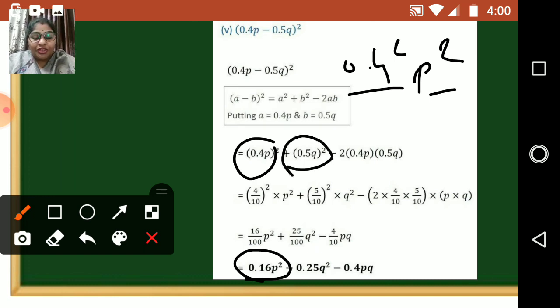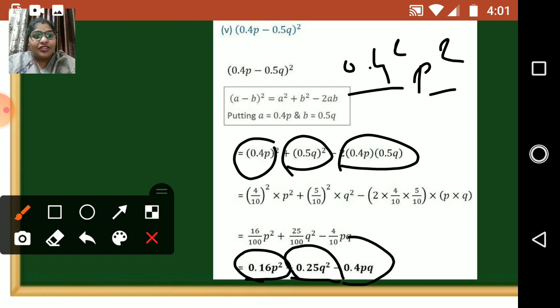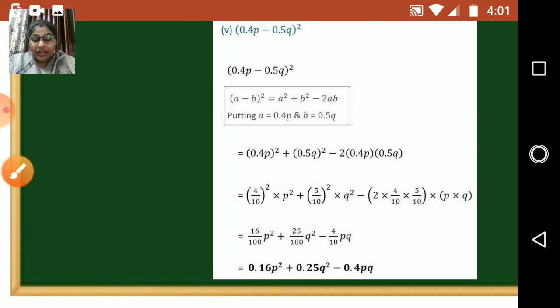0.5 into q square. So 0.5 square is 0.25 and q square as it is. And here, if you multiply 2 multiplied by 0.4 multiplied by 0.5, children, we will get 0.4 and pq as it is. So the answer after solving you will get is 0.16p square plus 0.25q square minus 0.4pq.